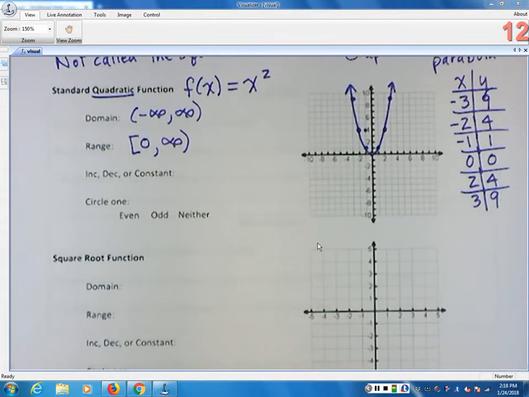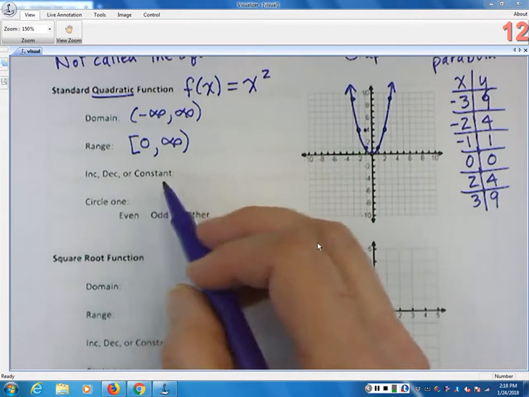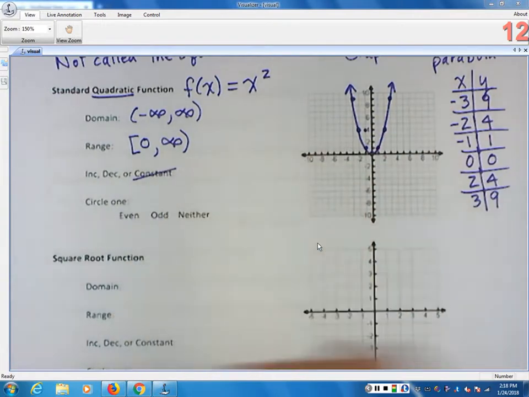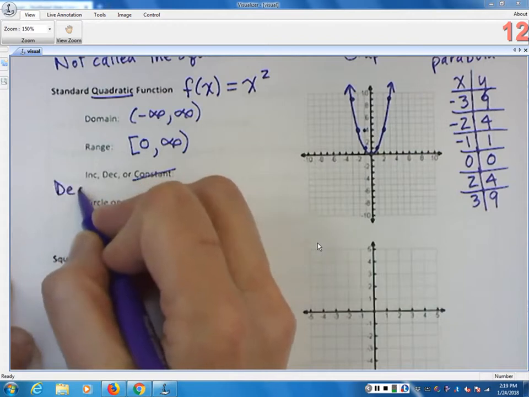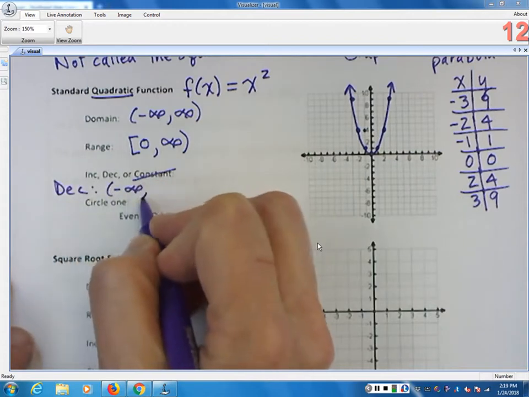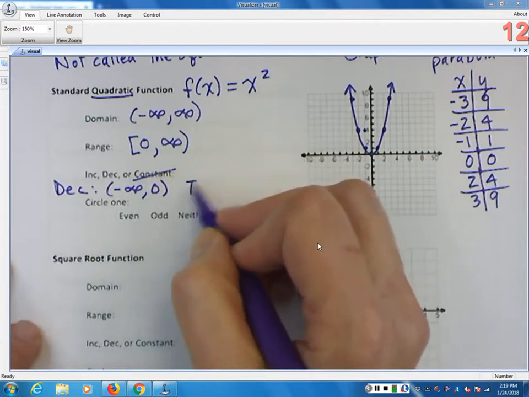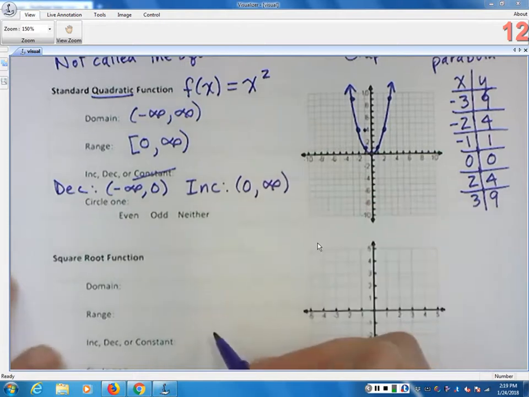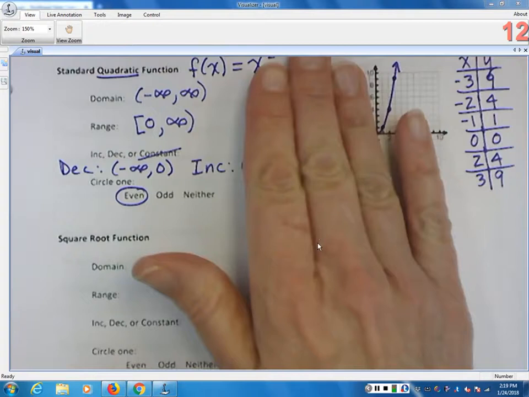Increasing, decreasing, or constant. It's never constant. There are no flat areas. But it's decreasing from -infinity to 0. It's changing at 0, so use a regular parenthesis, and it's increasing from 0 to infinity. And it's even because it's symmetric about the y-axis. Flip it, it lands on itself.